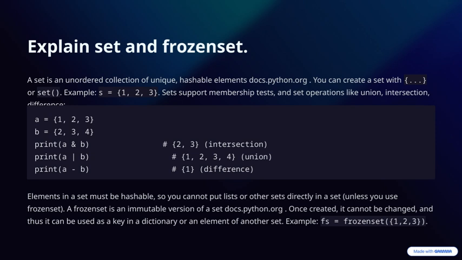Now, a regular set is an unordered collection of unique hashable elements. You can create a set using curly braces like 1, 2, 3, or with the set function. Sets support various operations such as checking membership and performing union, intersection, and difference. For instance, if you have sets A and B, A & B gives you the intersection, which are elements common to both. A | B gives the union, all elements from both sets. And A - B gives the difference, which are elements in A but not in B.